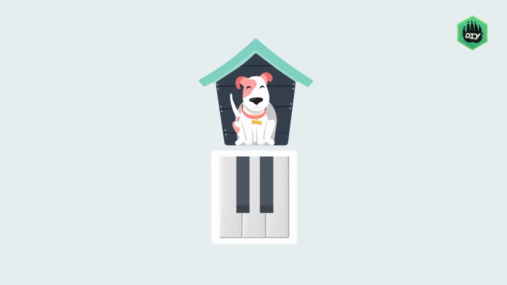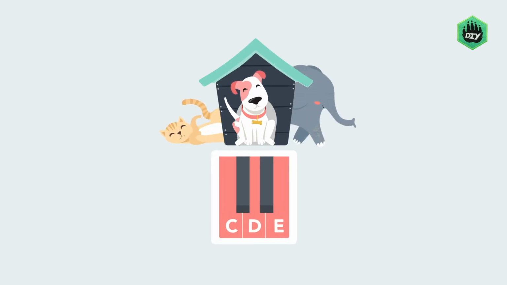So, between the 2 black keys, that is the doghouse, we have 1 white key, and that is a D, which represents the dog inside the doghouse. The dog has 2 friends, represented by the 2 white keys on either side of the D. On the left, we have a cat, which is a C. And on the right, we have an elephant, which is an E. So, now we know that these keys are the C, D, and E.